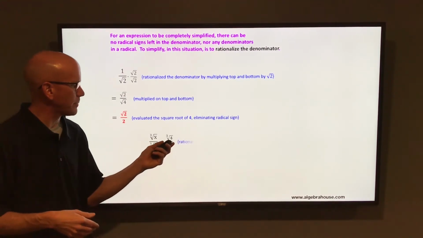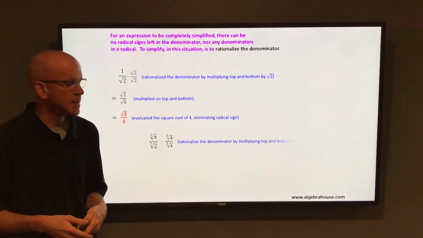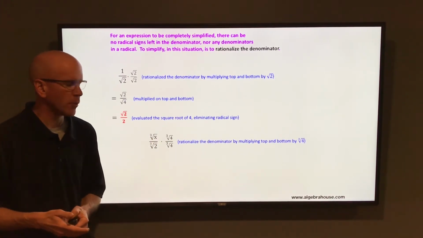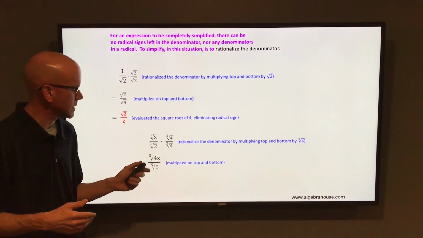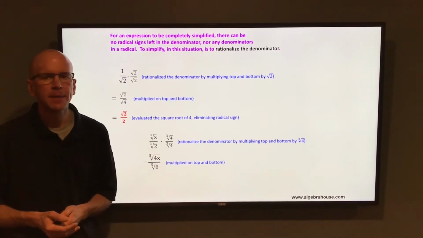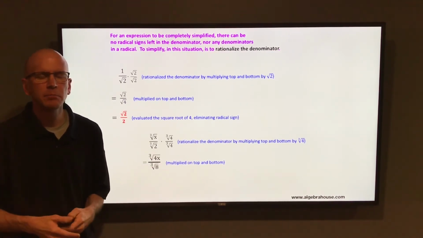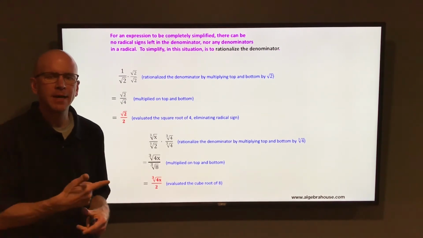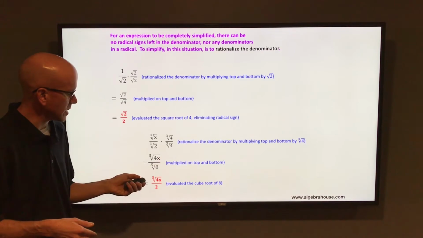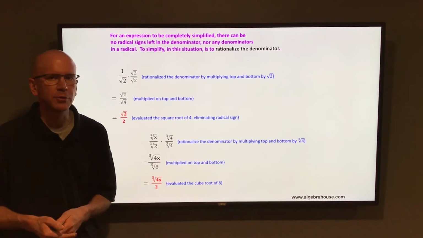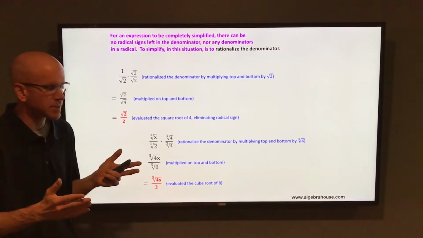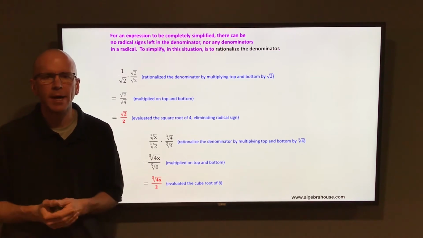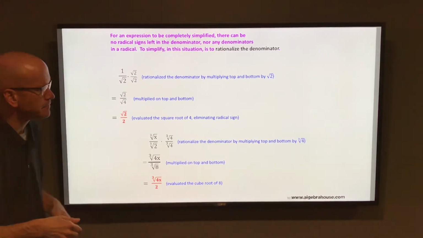Well, you multiply the top and bottom by the cube root of 4. So multiply the top and bottom by the cube root of 4. On top is going to be the cube root of 4x, and on the bottom is the cube root of 8. Now the radical sign will disappear because the cube root of 8 is 2. So with the radical sign gone, that is now considered simplified. Turns out to be the cube root of 4x over 2. Again, for something to be considered simplified, you cannot be left with a radical sign in the denominator.